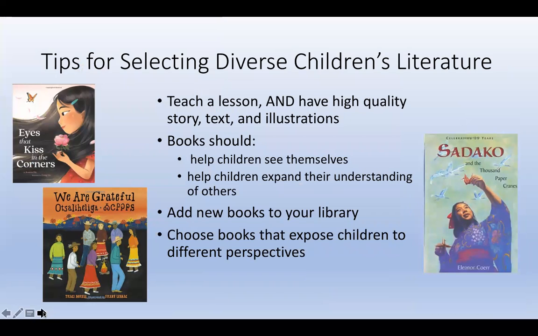So, tips for collecting diverse children's literature. Base your selection on quality. Books should not just teach a lesson, but should have a good story, high quality text, and engaging illustrations. Choose books that help children see themselves. Include books that mirror different aspects of identity, race, settings, beliefs, of children in the class so that they can imagine themselves in the story.